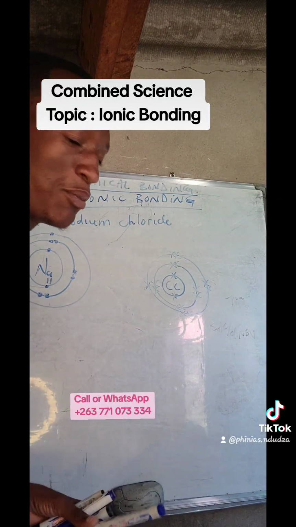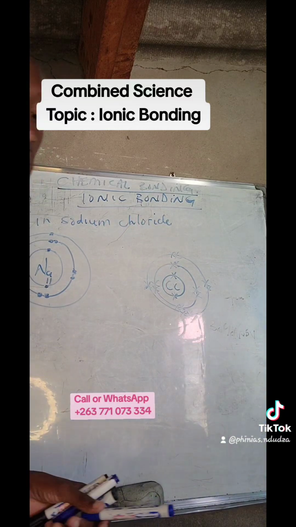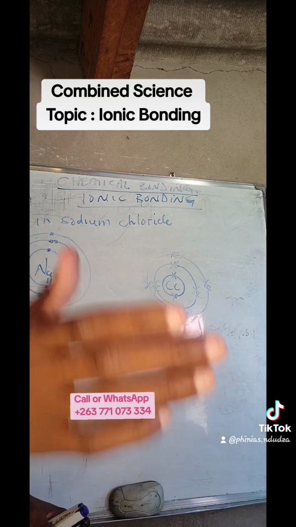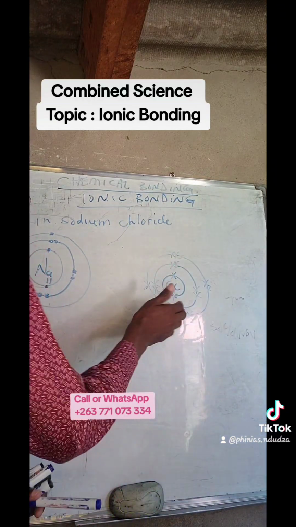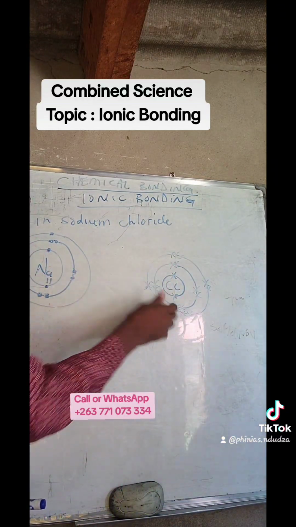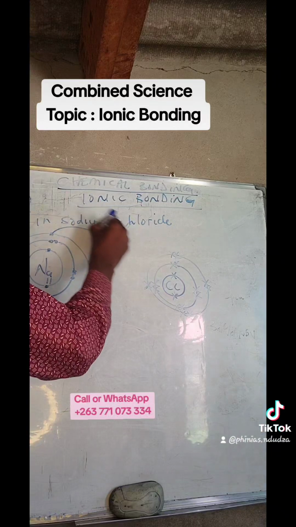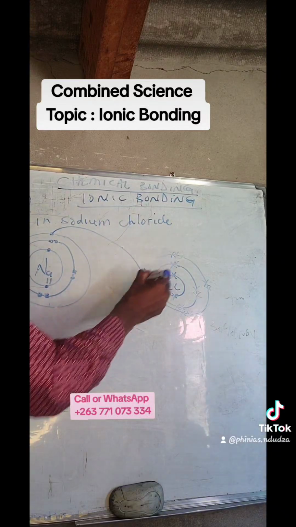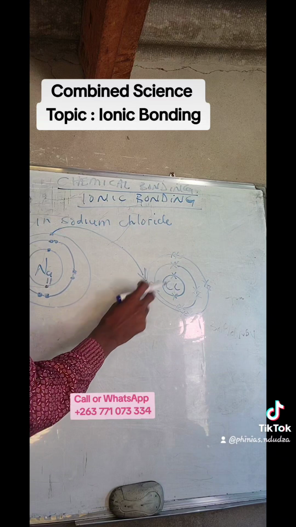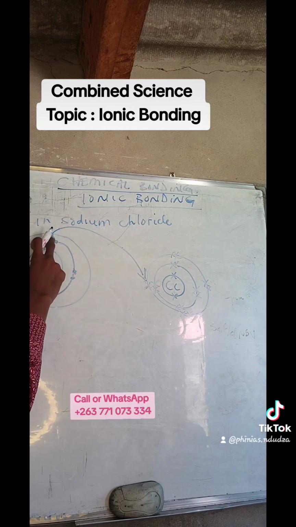So how did they bond? A chlorine atom has 17 electrons. For both of these atoms to attain a noble gas configuration, sodium needs to lose this 1 electron to chlorine, and chlorine needs to gain this one electron in order to attain a noble gas configuration.